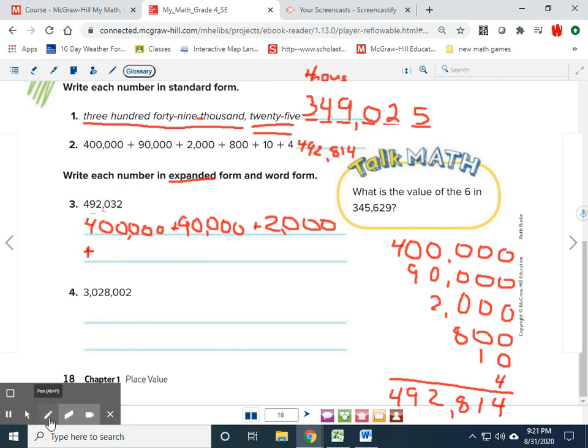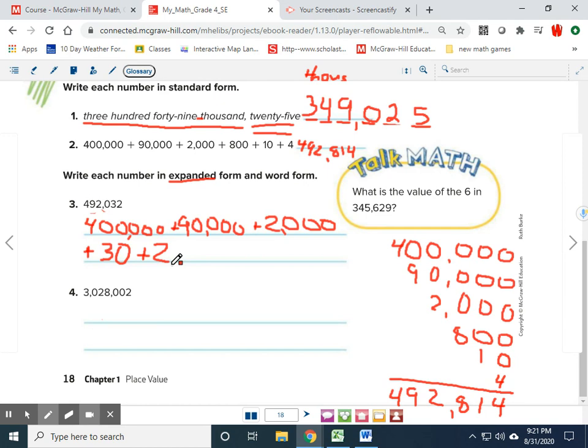I'm going to look at my next digit, which is a 3. So I'm going to put a 3 right here. And then how many spots are behind that would be 1. And then I go to my last digit, which is a 2. And since it's the last digit, it just stays at a 2. Okay? So that's 400,000 plus 90,000 plus 2,000 plus 30 plus 2.